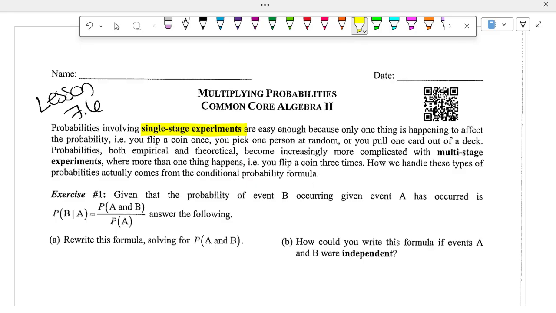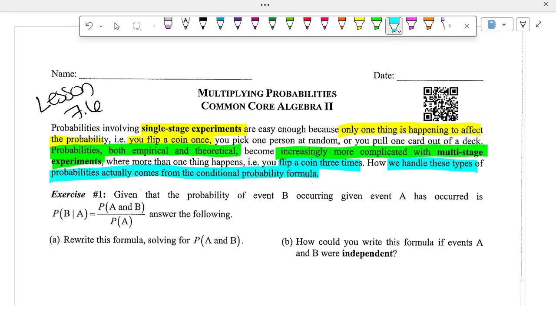Probabilities involving single-step experiments are easy enough because only one thing is happening to affect the probability. So in other words, for example, you flip a coin once, pick one person at random, you pull one card out of a deck. Probability, both empirical and theoretical (empirical is another name for experimental), becomes increasingly more complicated with multi-stage experiments. So we've kind of seen that already when we were doing Venn diagrams. So you flip a coin 3 times. That's an example.